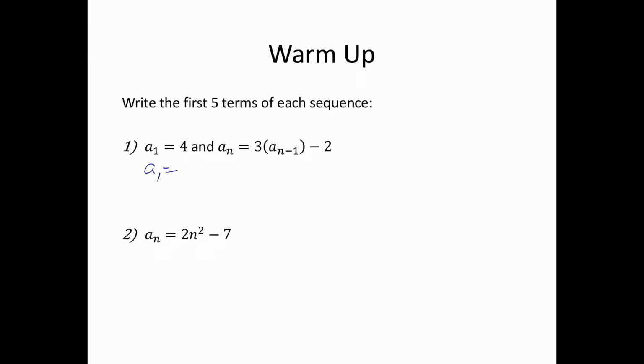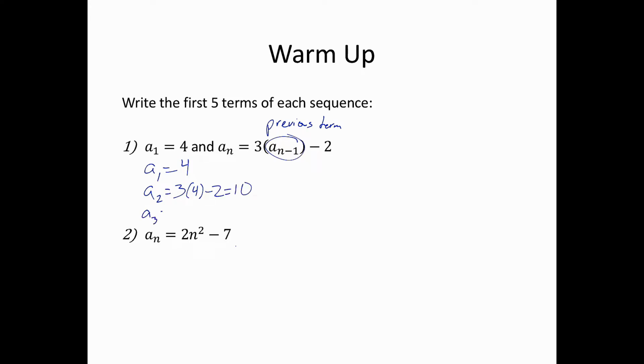A sub 1, to find the first term. On that one, you're given the first term. I already did 20% of the work for you. You are welcome. A sub 2. We got 3 times this part right here. Remember, a sub n minus 1 really means the previous term. So to find the second term, we've got to do 3 times the first term, then minus 2. So we have 3 times 4, which is 12, minus 2 gives us 10.